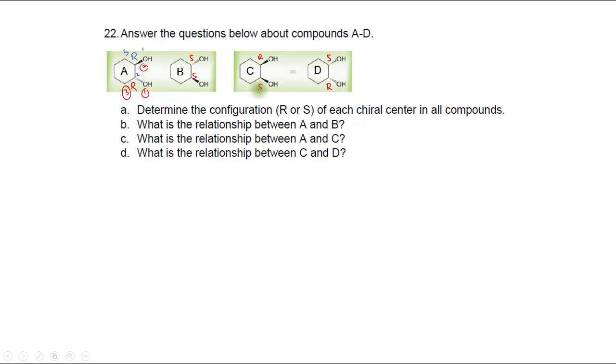What is the relationship between A and B? A and B are enantiomers. Between A and C are diastereomers. And C and D, these are meso and or the same. So there's that mirror plane there.